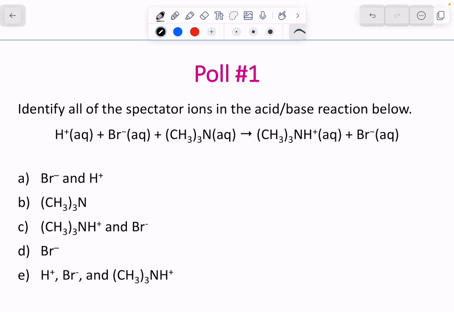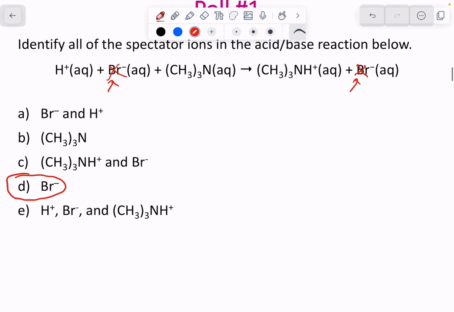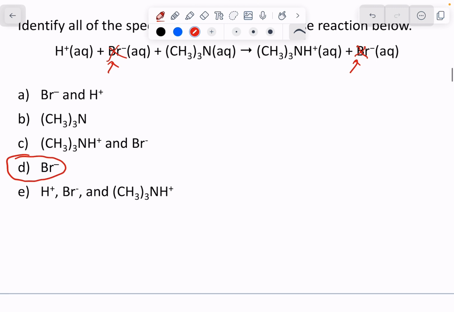Okay, welcome back. The spectator ions are going to be ions that don't participate on either side. If we take a look here, what you're looking for are ions that exist on both sides. Right here, this Br minus and this Br minus are on the reactant side and the product side. Everything else is on one side, but not both. And so the spectator ion, which we would cross out, is just going to be Br minus. Okay, and that ends our discussion of acid-base chemistry.